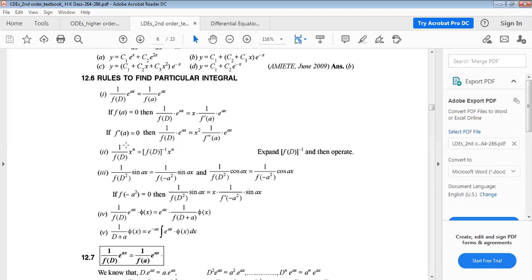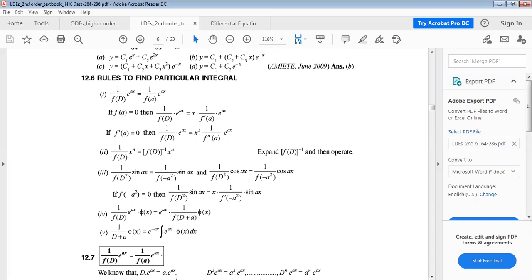If there is a polynomial function, x to the power n, then we can write this as f of D inverse into x to the power n. Then we have to expand this.